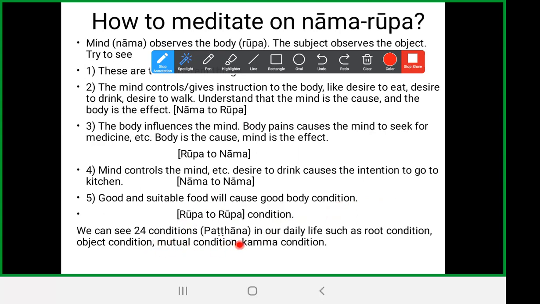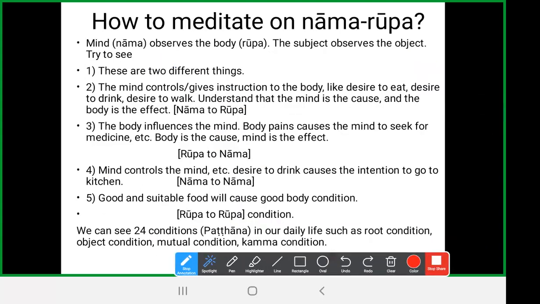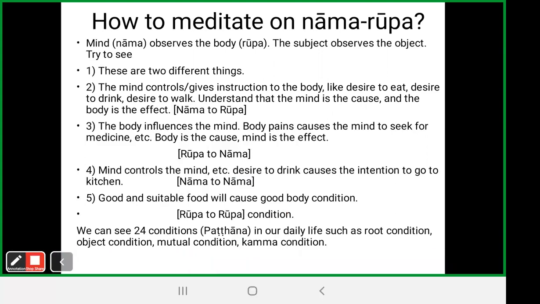So there are 24 conditions, various conditions that you should apply as much as you can. But at first, the basic thing is you really have to differentiate between nama and rupa, the mind and body, or mentality and materiality, and try to see the conditions between these as much as you can. If you can see nama to rupa, rupa to nama, nama to nama, rupa to rupa, and really sharpen your mind, your wisdom will increase very sharp.